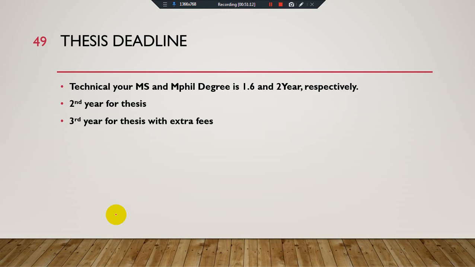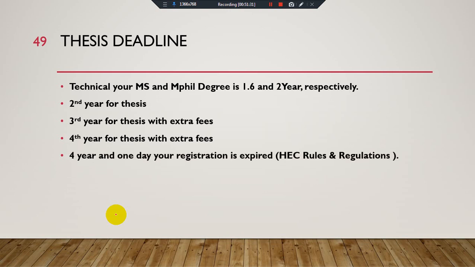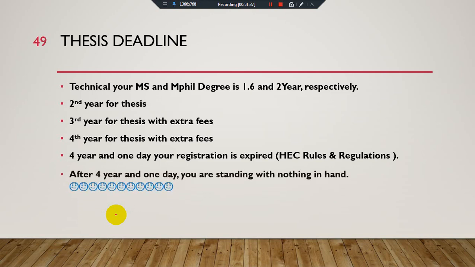If you cannot complete your thesis in your second year, then you can get an extension from the authorities for the third year with extra fees, and you can get another extension for the fourth year with extra fees. But after 4 years and 1 day, your registration expires, following the HEC rule. After 4 years and 1 day, you are standing with nothing in hand.